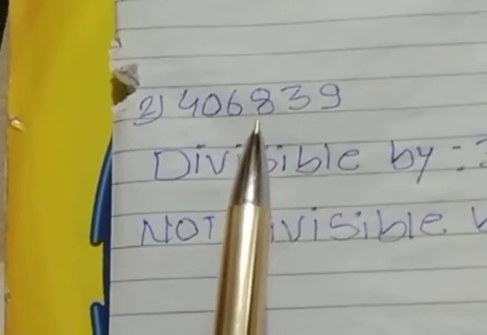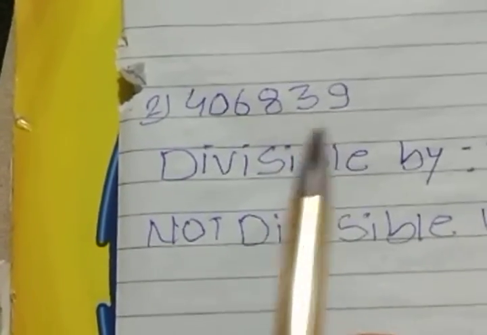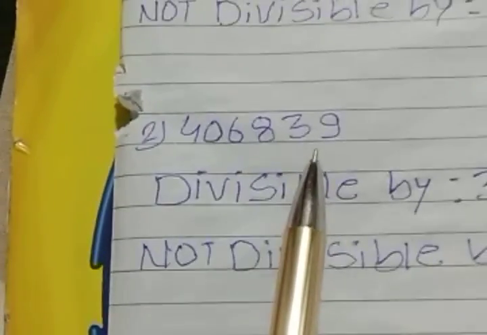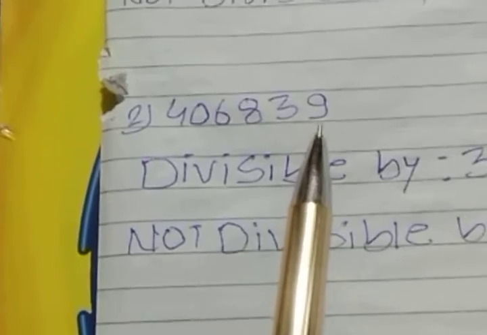Now the divisibility test of 4, the last two digits divided by 4. So the last two digits are 3 and 9, 39. So 39 is not going to be divided by 4. It means this number is not going to be divided by 4.